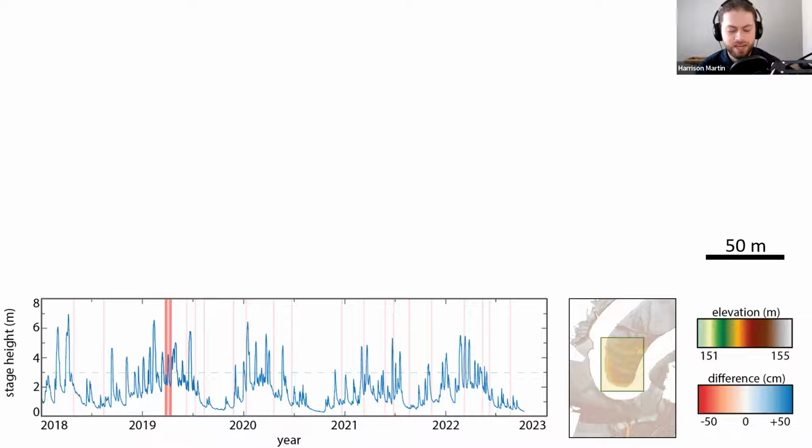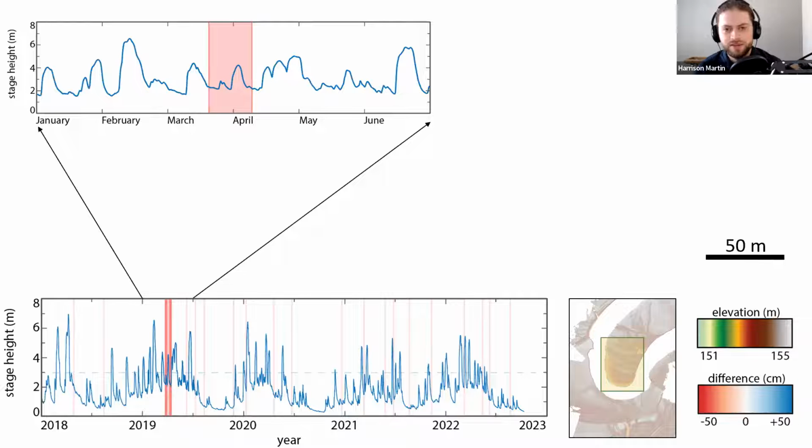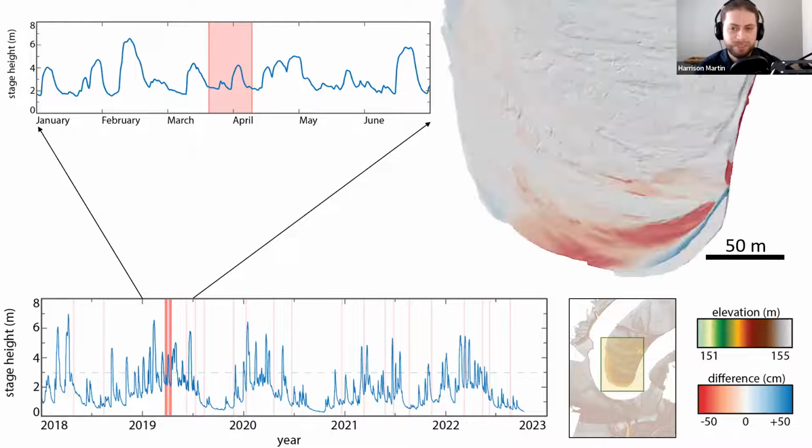And as an extreme example, these two scans were taken 3 weeks apart with just one small flood in between. And we still see on the order of about 50 centimeters of erosion. So these surfaces are dynamic in a way we didn't appreciate before because we weren't looking often enough.